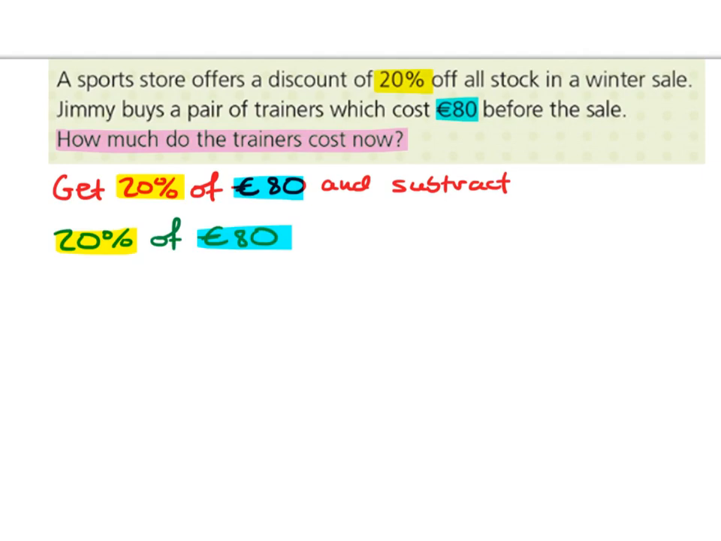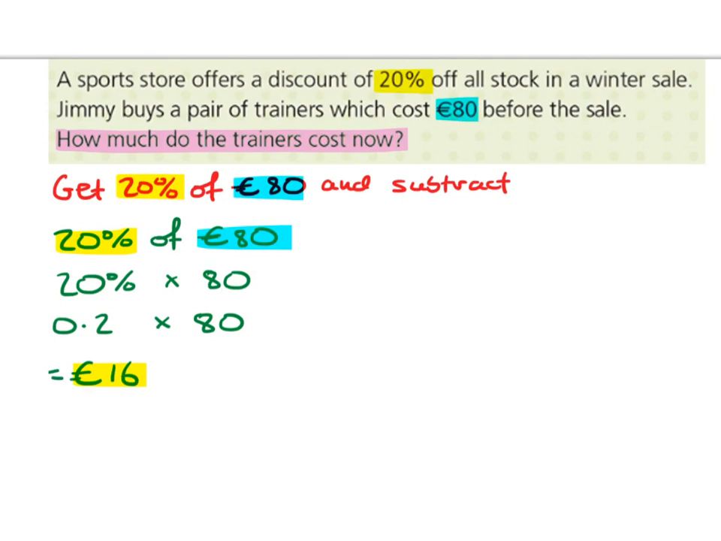So 20% of €80 is the same thing as 20% multiplied by €80. So you can stick into your calculator 20 and then stick on the percentage symbol and multiply by 80. If you can't find the percentage symbol on your calculator, then you can change 20% into a decimal. So 20% as a decimal is 0.2. So instead you could do 0.2 multiplied by 80. Either will give the correct answer. So 20% of 80 is €16.